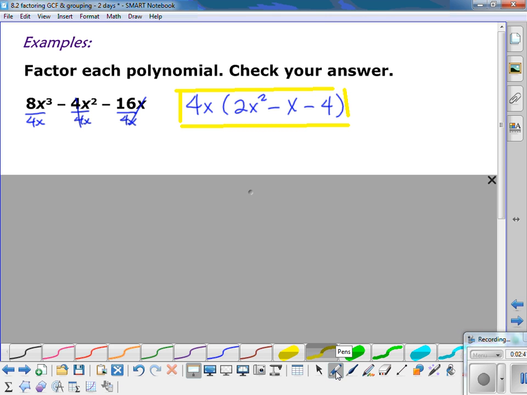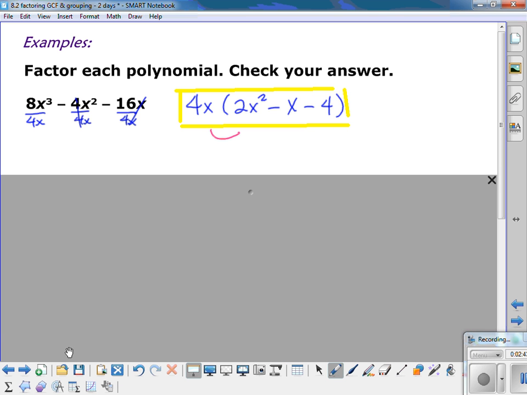And again, if you double check it, 4x times 2x squared gives me 8x cubed. 4x times negative x gives me minus 4x squared. And 4x times negative 4 gives me minus 16x. And that's where we started, so I know I did it right.